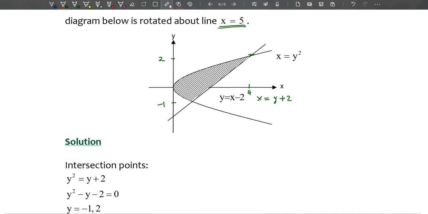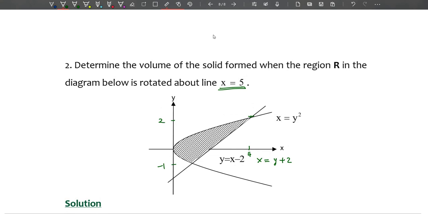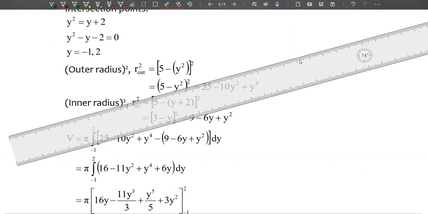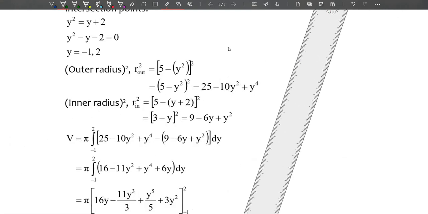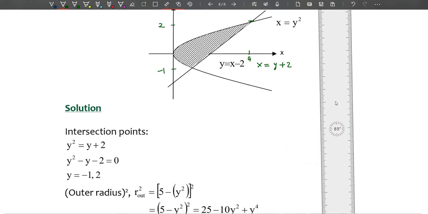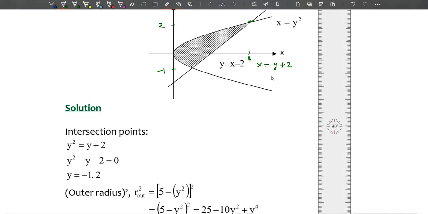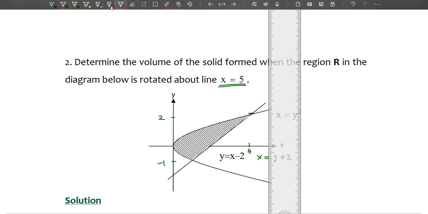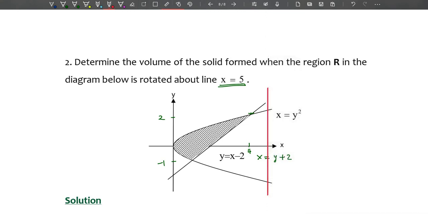Okay, the line x equal to 5, let's draw the line. Here is my ruler. Okay, let's say the line x equal to 5 is here. We use another color of pen, let's say red. Okay, done. So we will rotate this graph here about x equal to 5.